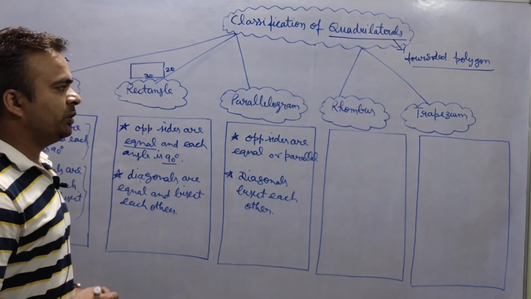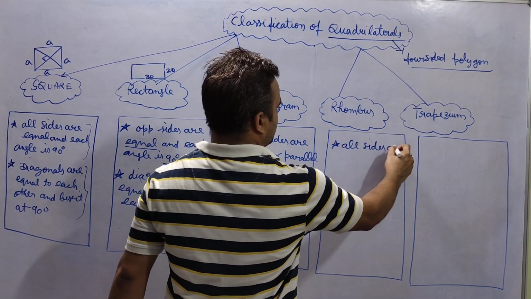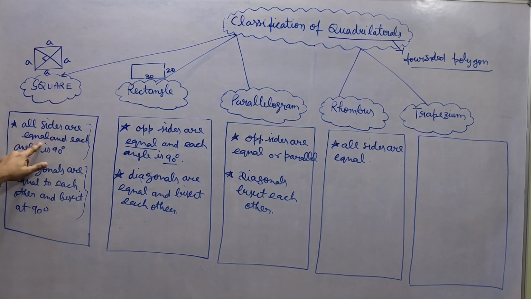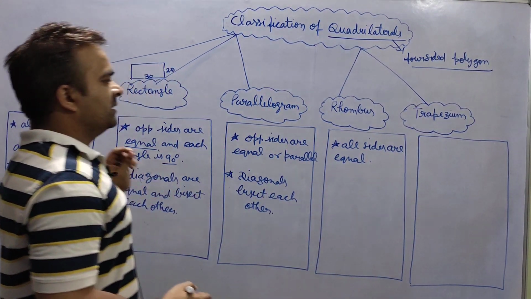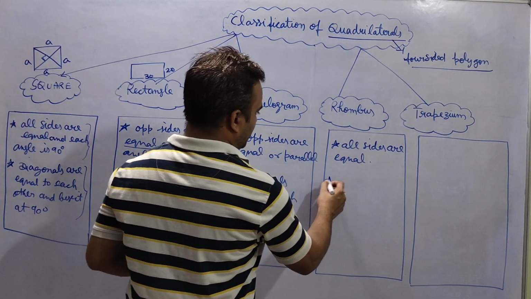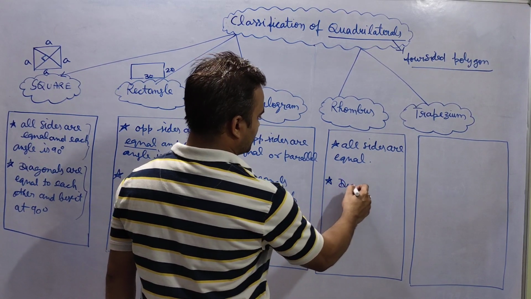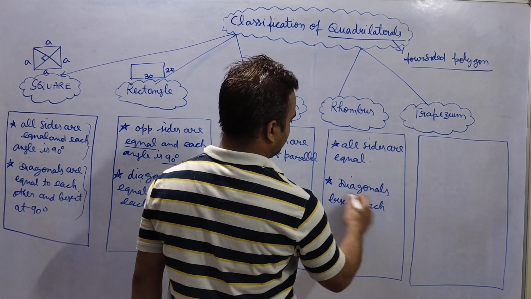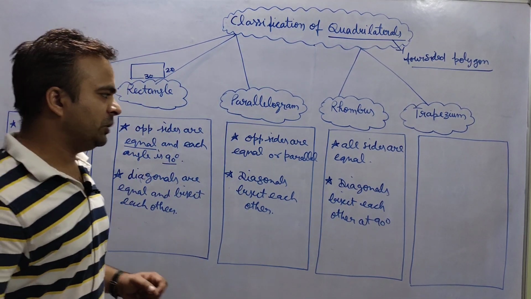Now I am coming to the next point, rhombus. Rhombus says all sides are equal. If you see a square, all sides are equal, but in a square we have to check the angle also. But here there is no need for checking for 90 degrees, right? And the second condition is all sides are equal and diagonals bisect each other at 90 degrees. It means there is no need for equality of diagonals.